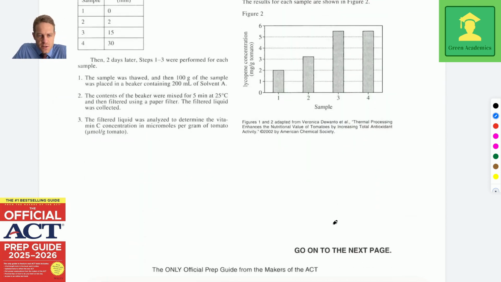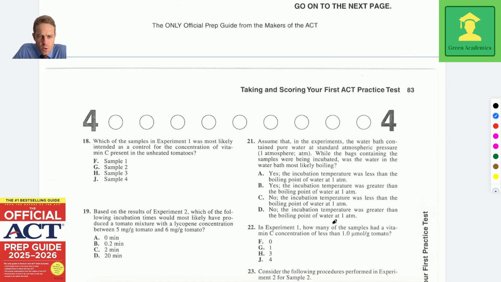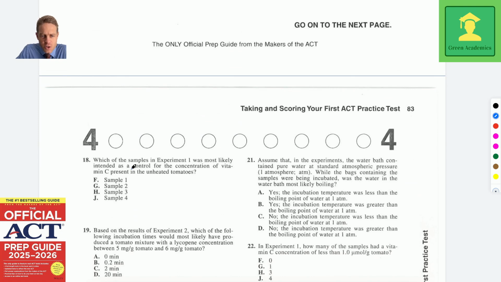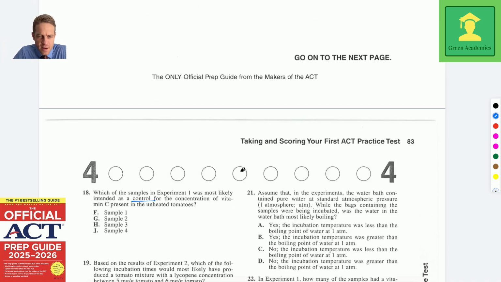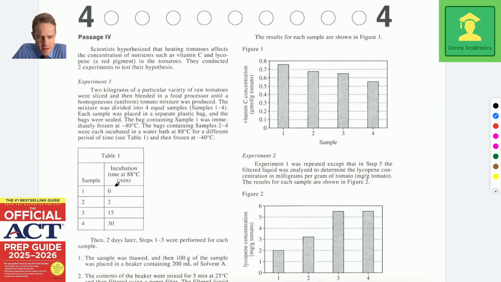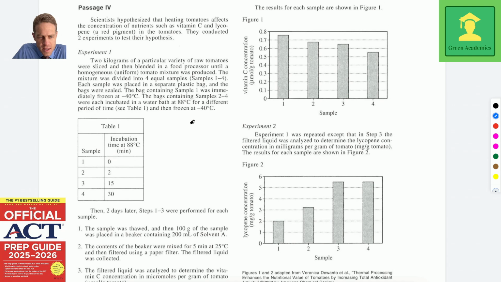Okay, because it has charts and graphs, I'm going to go right to the first question. Which of the samples in experiment 1 was most likely intended as a control for the concentration of vitamin C? Well, whatever the control is, it's where you don't manipulate anything. It's just the default with nothing. So in experiment 1, it seems like it has to be this instinctively, but let's see. Yeah, incubation time. Yeah, it must be.